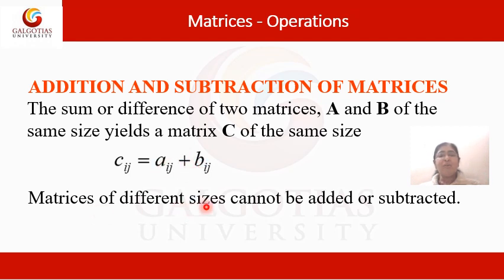Matrices of different size can't be added or subtracted, so this is the condition that matrices should be of the same size. That is, matrix A should be of the same size as matrix B. Only then can we add two matrices and subtract two matrices.